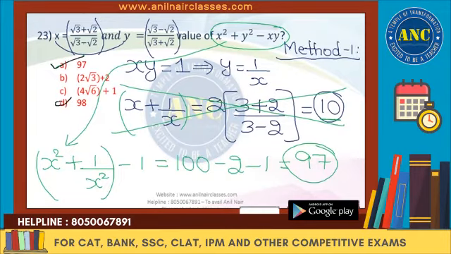Option D is k square minus 2, but it should be of the form k square minus 3. First of all, option B and option C can be easily eliminated. That means the answer for this question is option A, 97.